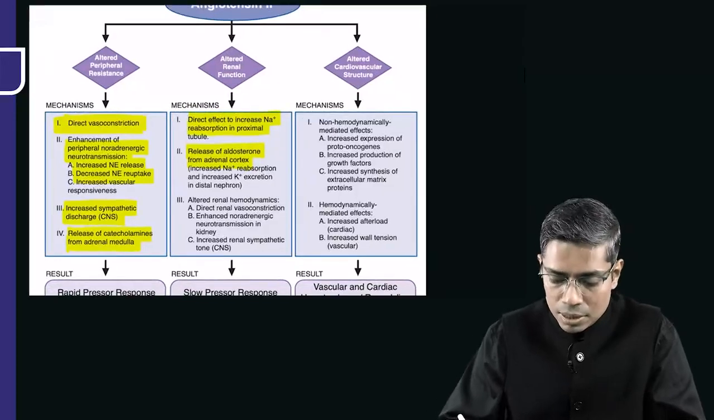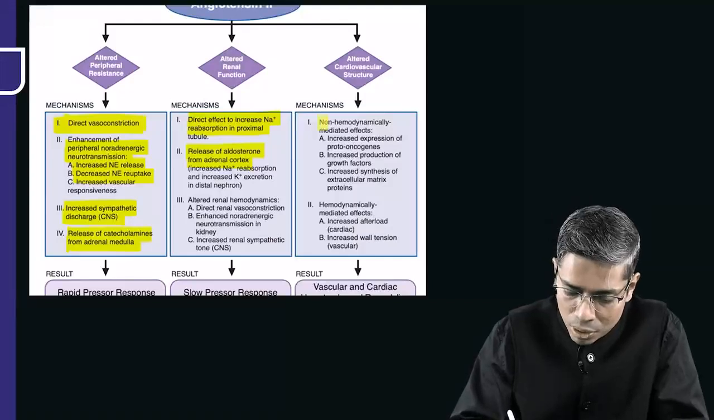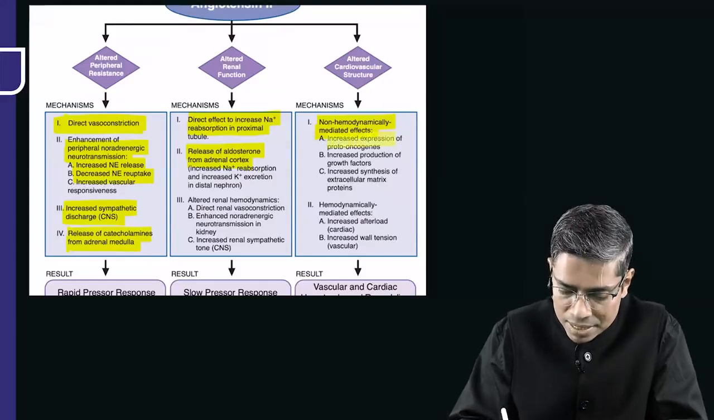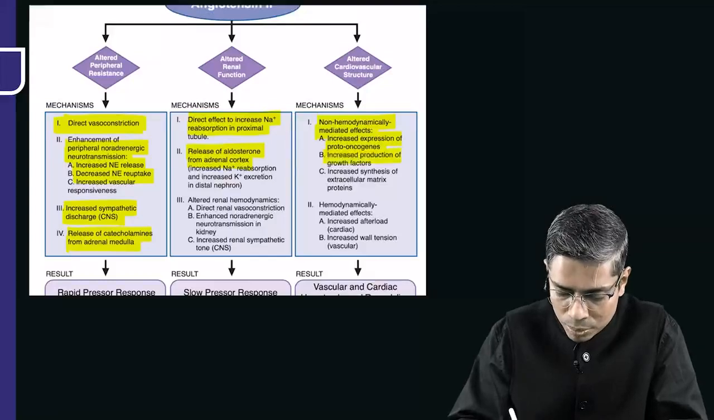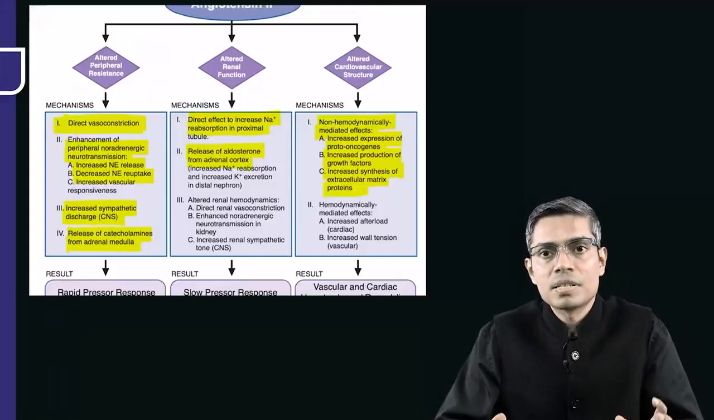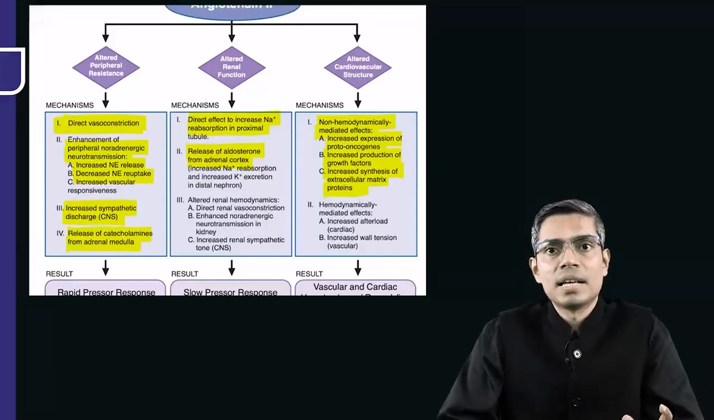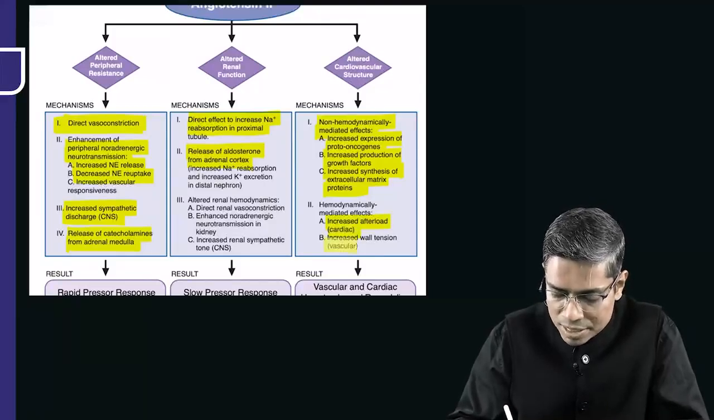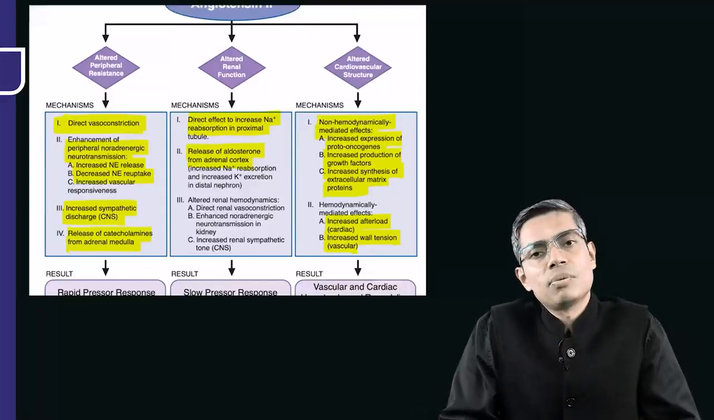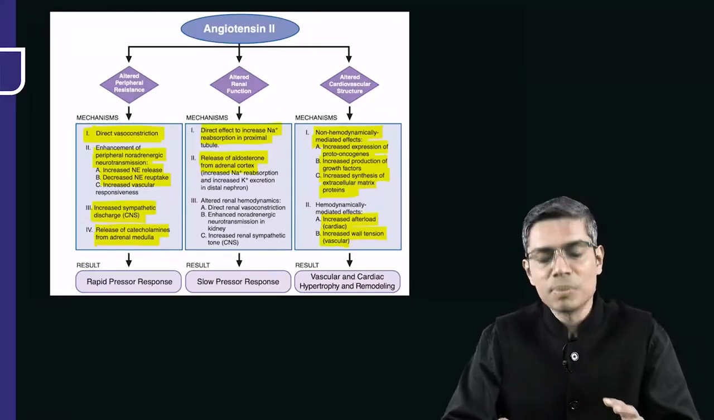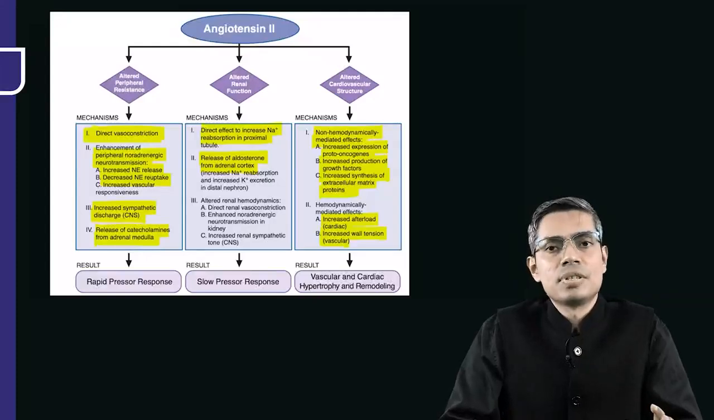And if you look at the long-term effects, non-hemodynamically mediated effects are also there. What are those? Increased expression of proto-oncogenes, increased production of growth factors, increased synthesis of extracellular matrix. In this way, it can cause remodeling of certain organs like the heart. So you have to remember that it causes remodeling of the cardiac chamber as well as remodeling of the vascular wall. In this way angiotensin II has many effects. You have to remember some of these effects for your MCQ. So this is all about your GFR and its regulation.